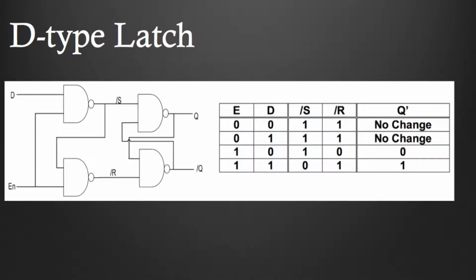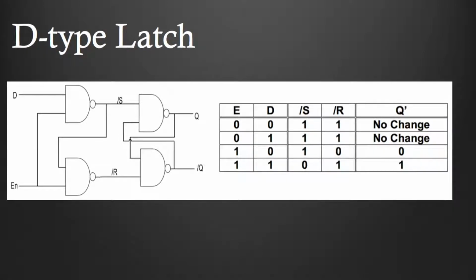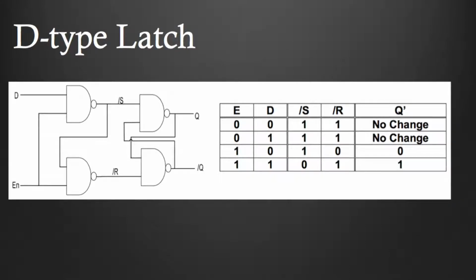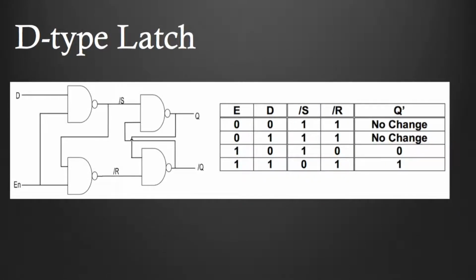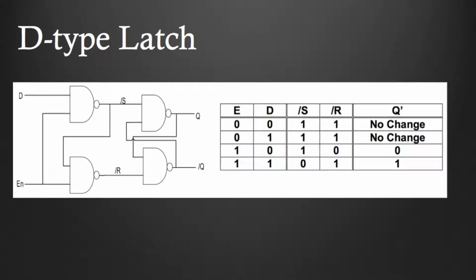D-type latches are used for functions like computer registers. A D-type latch is derived from the inverted RS flip-flop. A D-type latch has two inputs and two outputs. The two inputs are an enable port and a data port. The two outputs are Q and Q naught. When the enable line is 0, the RS flip-flop holds the previous value. When the enable line is 1, the data input will be latched into the RS flip-flop.